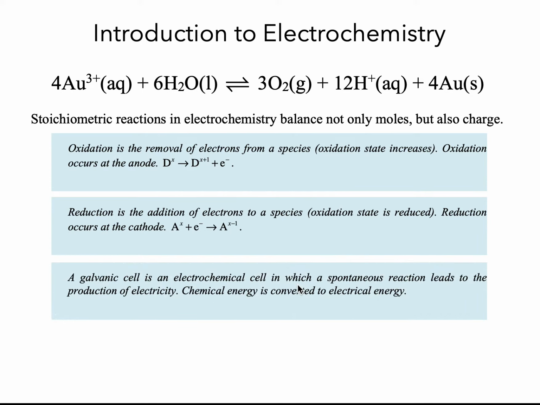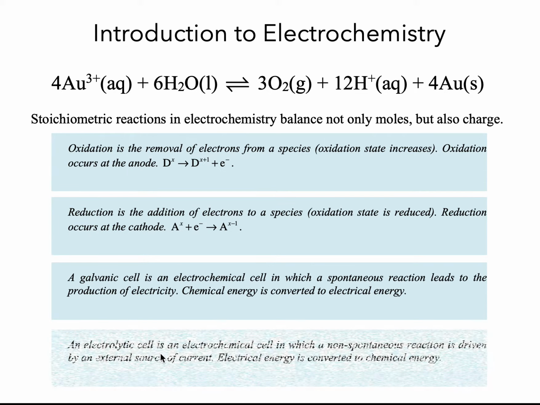There are two types of electrochemical cells that we specify, depending on whether the reaction is spontaneous or not. In a galvanic cell, the electrochemical reaction is spontaneous and leads to the production of electricity. An electrolytic cell is an electrochemical cell in which a non-spontaneous reaction is driven by an external source of current.